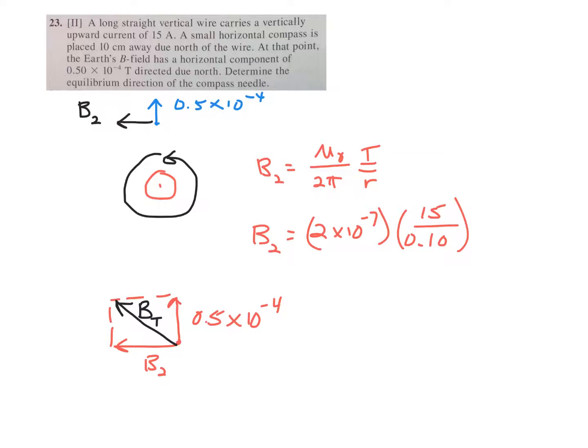So it says determine the equilibrium direction of the compass needle. You'll have to figure out how far that angle is from north, in other words, theta, because the compass is measuring the combined two fields. Initially, it measures the Earth's magnetic field, but when you introduce the second magnetic field, it'll combine them and point in the direction as I indicated in my diagram right there.